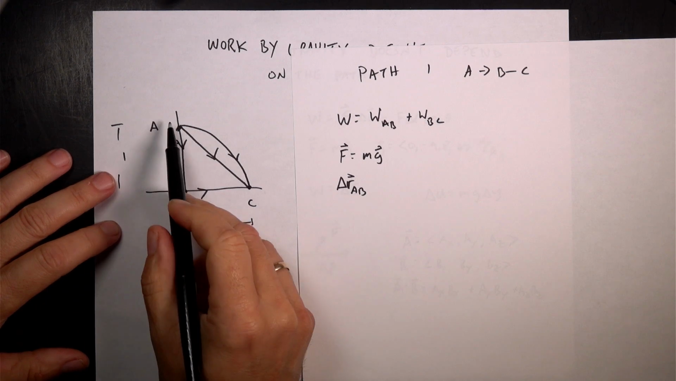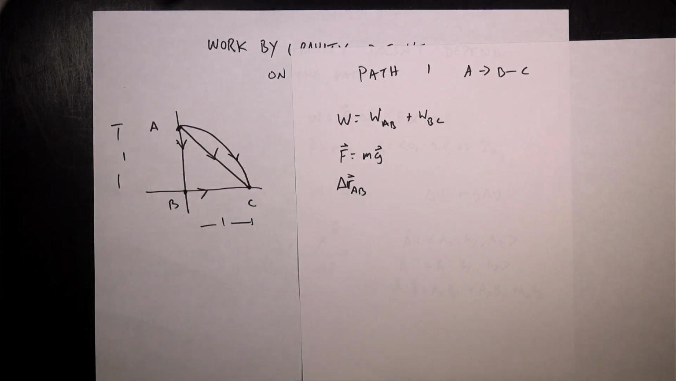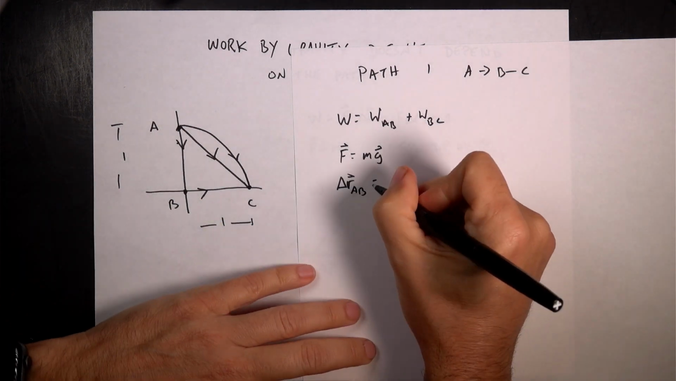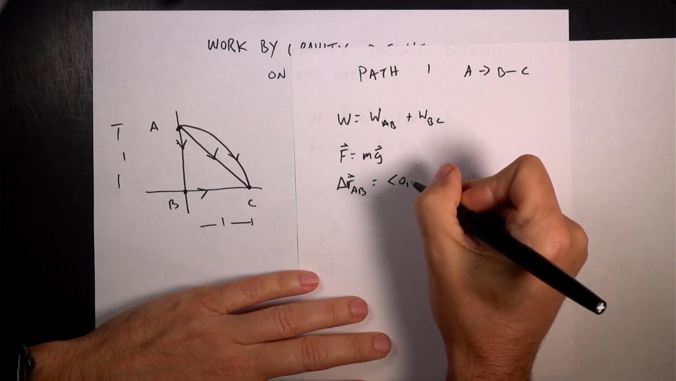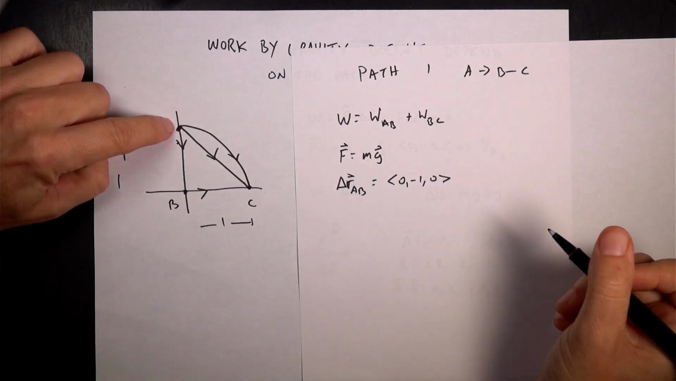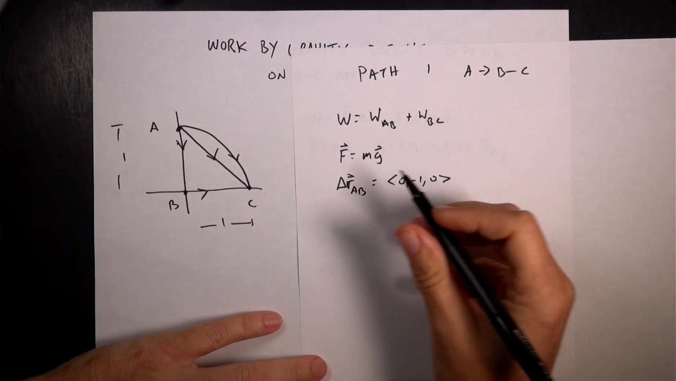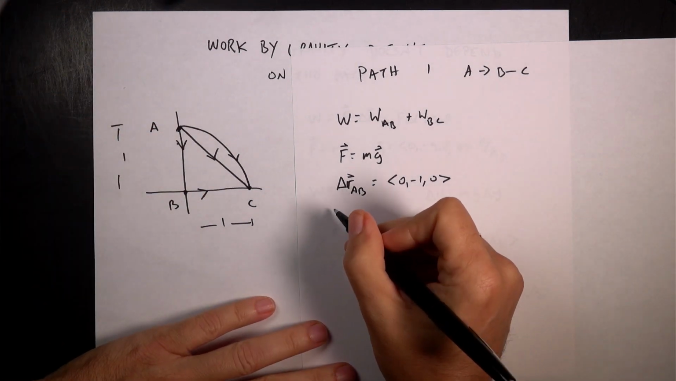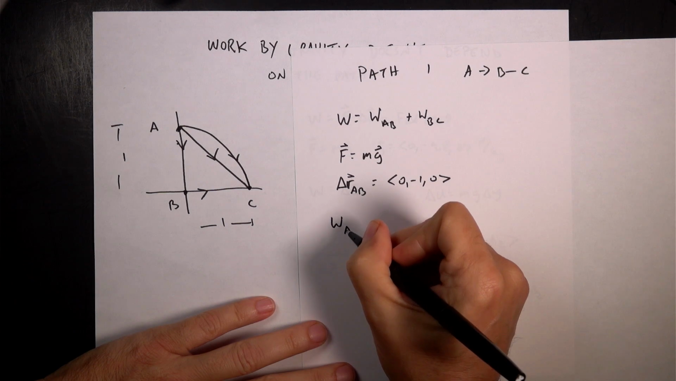So what's the vector going from A to B? Now there's a couple ways you could do this. I don't think it's too much of a stretch to write it as the vector 0, negative 1, 0. Is that okay? Can we just do that? I mean, if I'm going from there to there, that's a vector. So now I can go ahead and do work A to B.